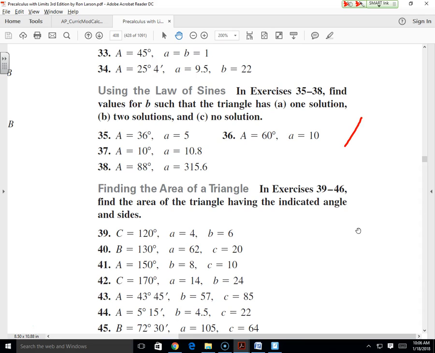We know the 36 is a little guy, right? We know his opposite side is 5, which we could say, we're trying to find side B. That's no fun. So the triangle has 1 solution, 2 solutions, or no solution.